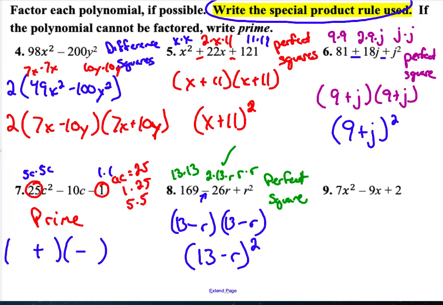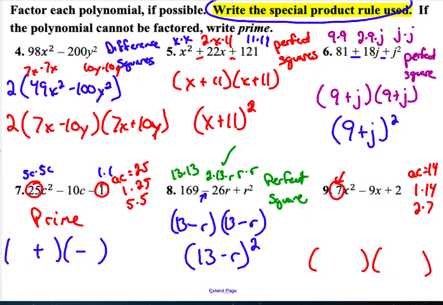All right, last one. So 7 is not a perfect square, so I can't use that pattern, so it's not going to be one of my special ones. So I just try to see if I can just factor it like normal. So I take a times c, that's 14, so I can do 1 and 14 or 2 and 7.